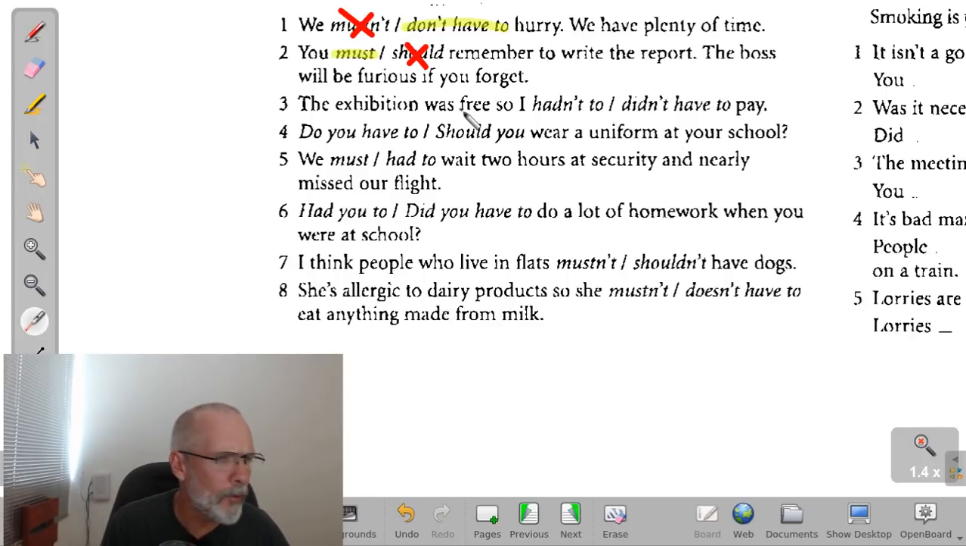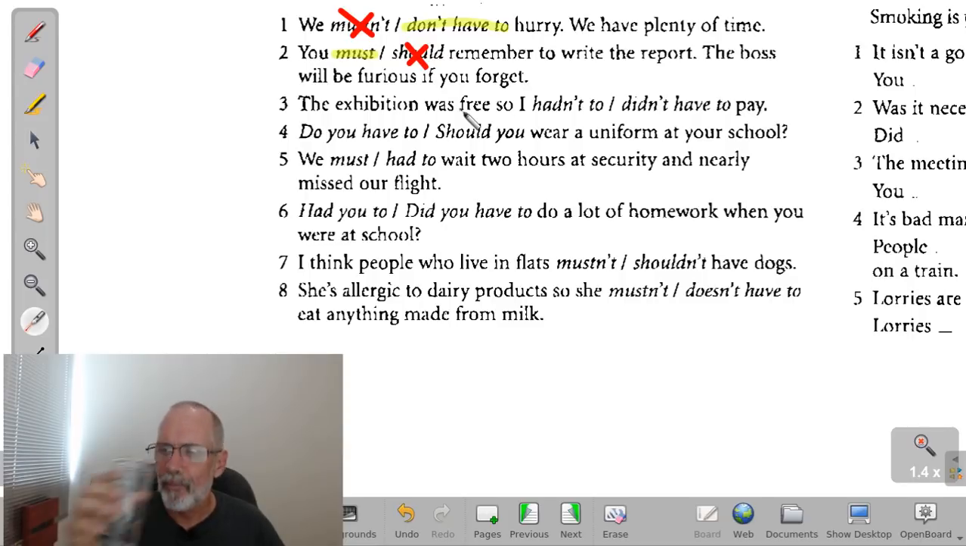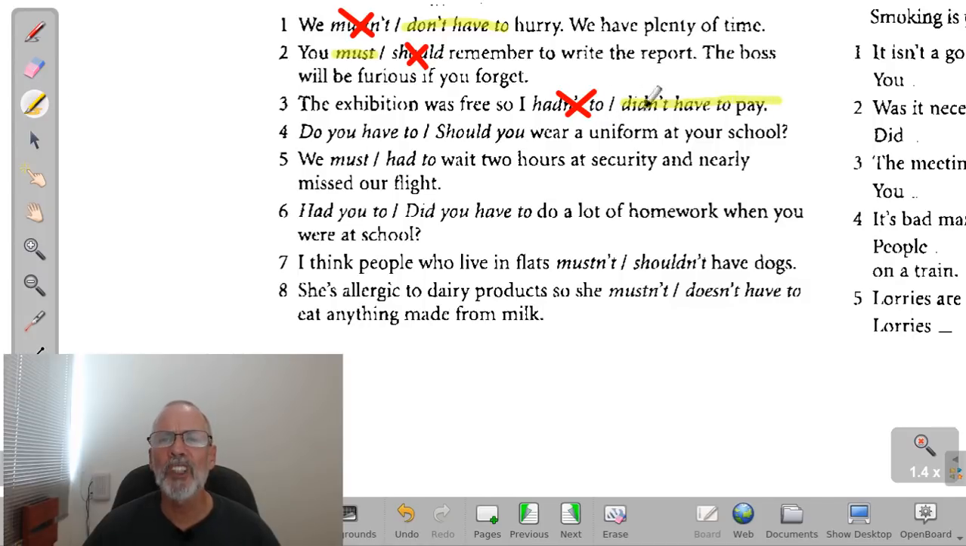So which one are we on? We're on number 3. Hadn't to. No, that is actually the wrong answer. Remember, hadn't to doesn't actually exist. If it was past negative, we would say this one here, didn't have to. The past negative of have to is didn't have to. So this one here is wrong, and the right one is this one here, didn't have to pay. It wasn't necessary to pay.